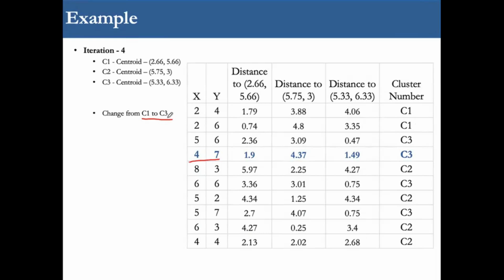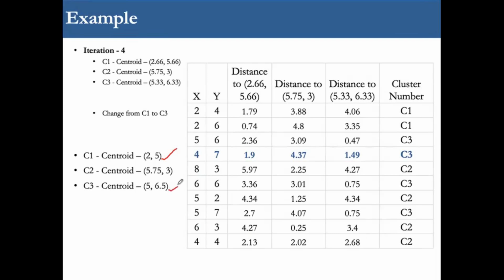So in this case, what we have to do? We need to recalculate the centroid point for C1 as well as the centroid point for C3. And the centroid point for C2 remains the same. So we will be calculating. After calculating, we get the center point for C1 as 2, 5 and the centroid point for cluster 3 as 5, 6.5, and the centroid for cluster 2 remains the same. So no need to change the middle column value. The other column values alone need to be found out.